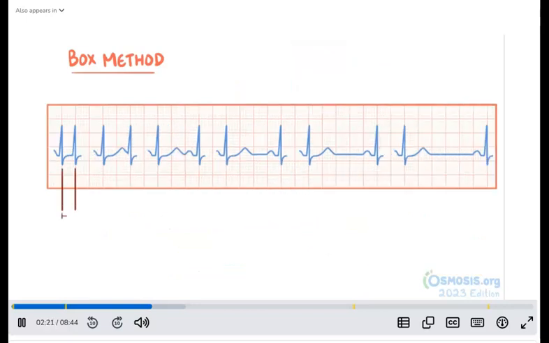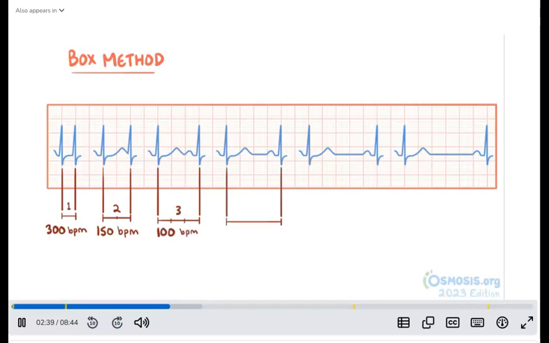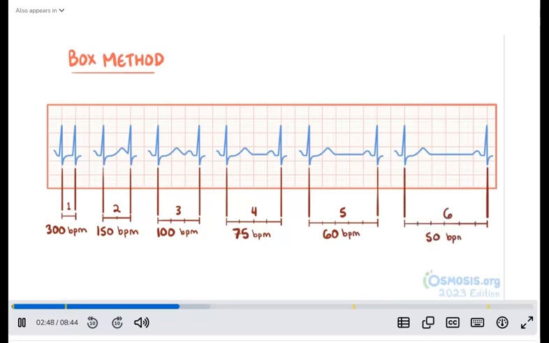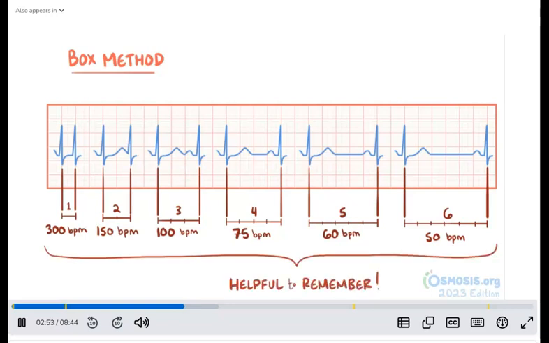Now, if the distance between 2 R waves is exactly 1 box, then the heart rate would be 300 beats per minute, which is really fast. If R waves are 2 big boxes apart, or 0.4 seconds, then the heart rate is 150 beats per minute. 3 big boxes apart is 100 beats per minute, 4 big boxes is 75 beats per minute, 5 big boxes is 60 beats per minute, and finally 6 big boxes apart is 50 beats per minute. Remembering these numbers makes it easier to make a rough estimate of the rate.